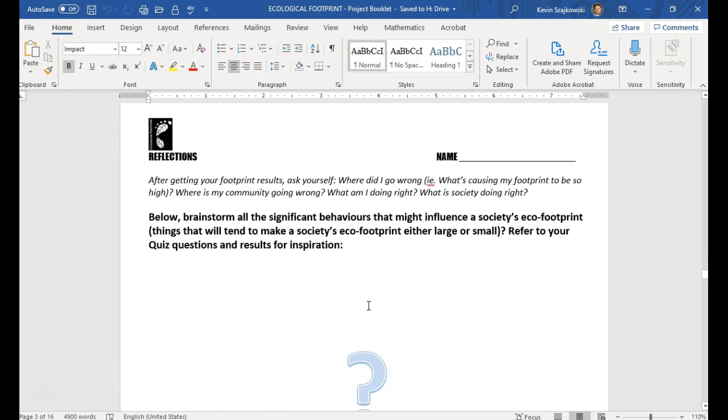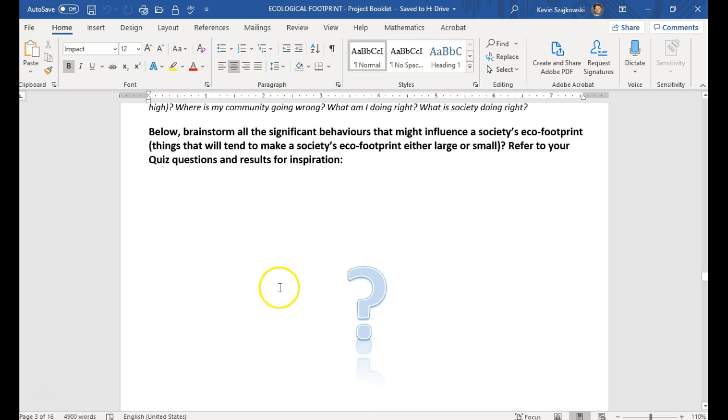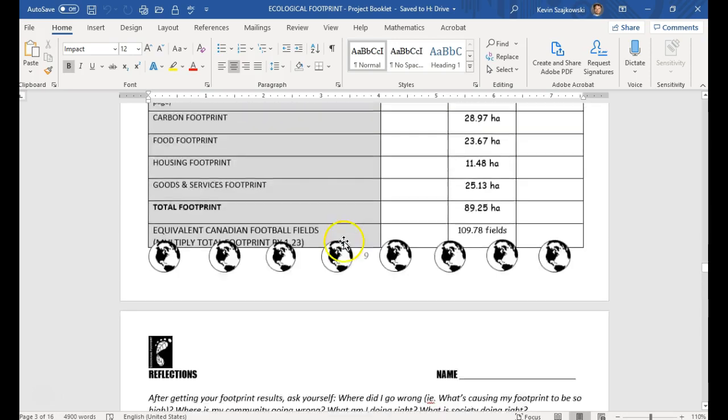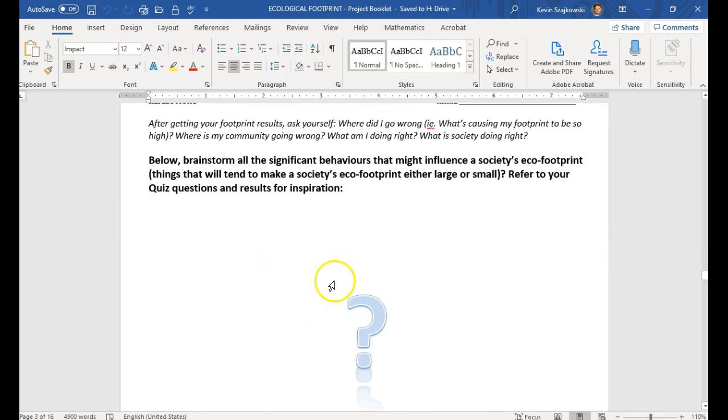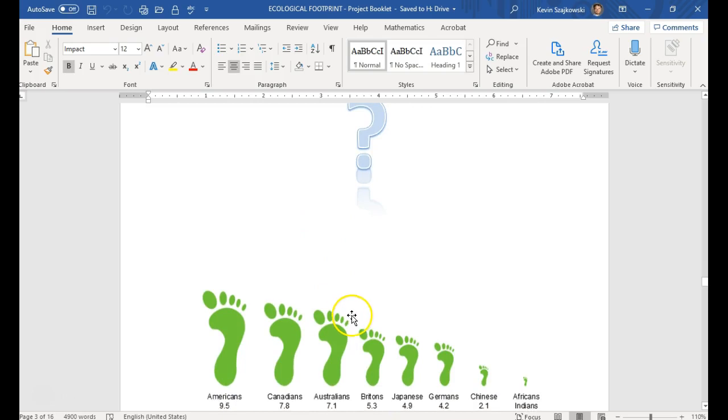Now, once you've taken the quiz, which I expect you will early next week, probably Monday or Tuesday, I'm guessing, then it's time to reflect on the results of that quiz. What were your and your family's ecological footprint? And once you've recorded it here, it's time to start sort of debriefing that and thinking about what it means and what it shows about your lifestyle.